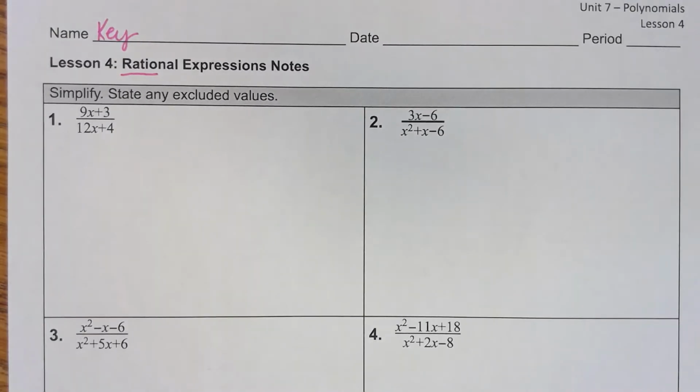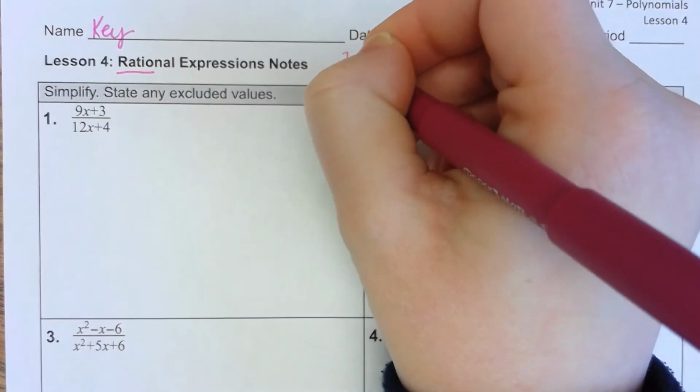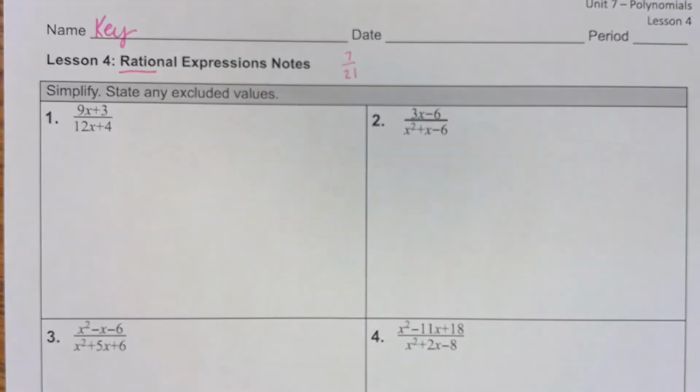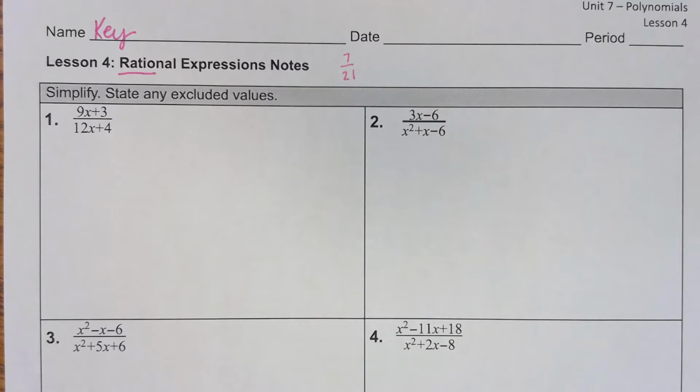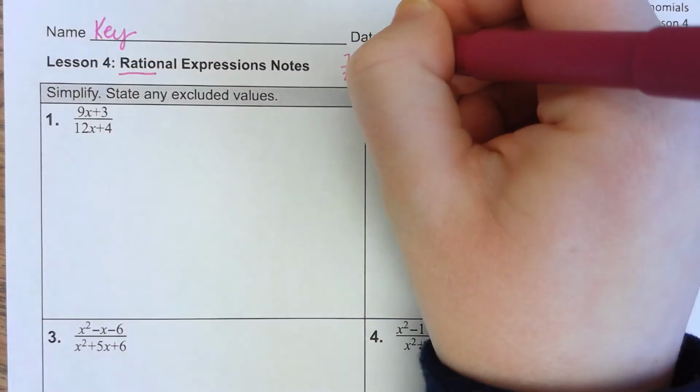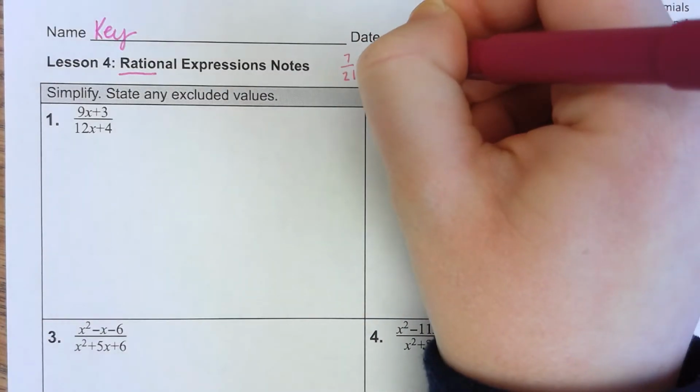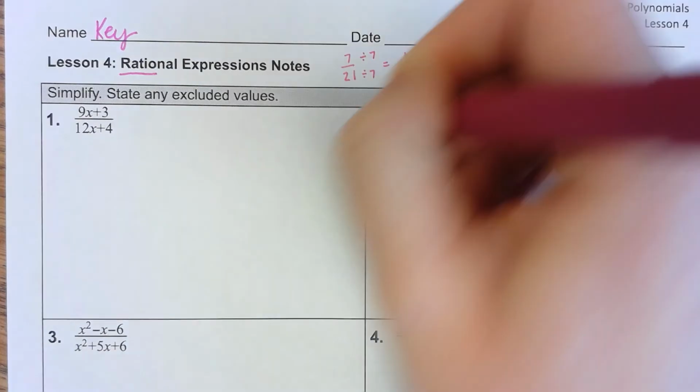In the word rational, we see the word ratio, which is really just a synonym for the word fraction. So what we're going to be doing is simplifying fractions that have polynomial expressions both in the numerator and the denominator. If we think about how we would simplify a fraction such as 7/21, we would just look for common factors between the numerator and the denominator. So we would divide by 7 in both places, and we would be left with 1/3.